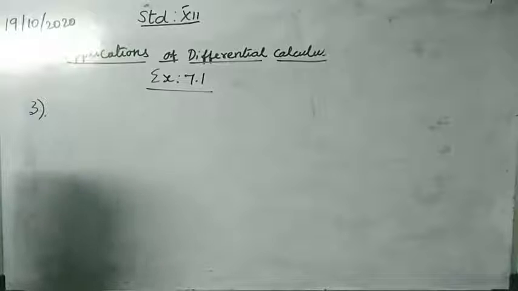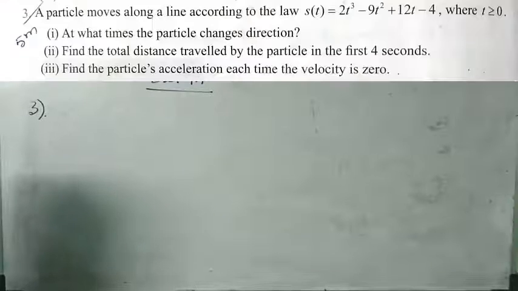In the classroom, we have already solved two problems from exercise 7.1. Now, question number 3. A particle moves along a line according to the law S of t is equal to 2t cube minus 9t square plus 12t minus 4, where t is greater than or equal to 0. First subdivision, at what time does the particle change direction? Second question, find the total distance traveled by the particle in the first 4 seconds. Third question, find the particle's acceleration each time the velocity is 0.